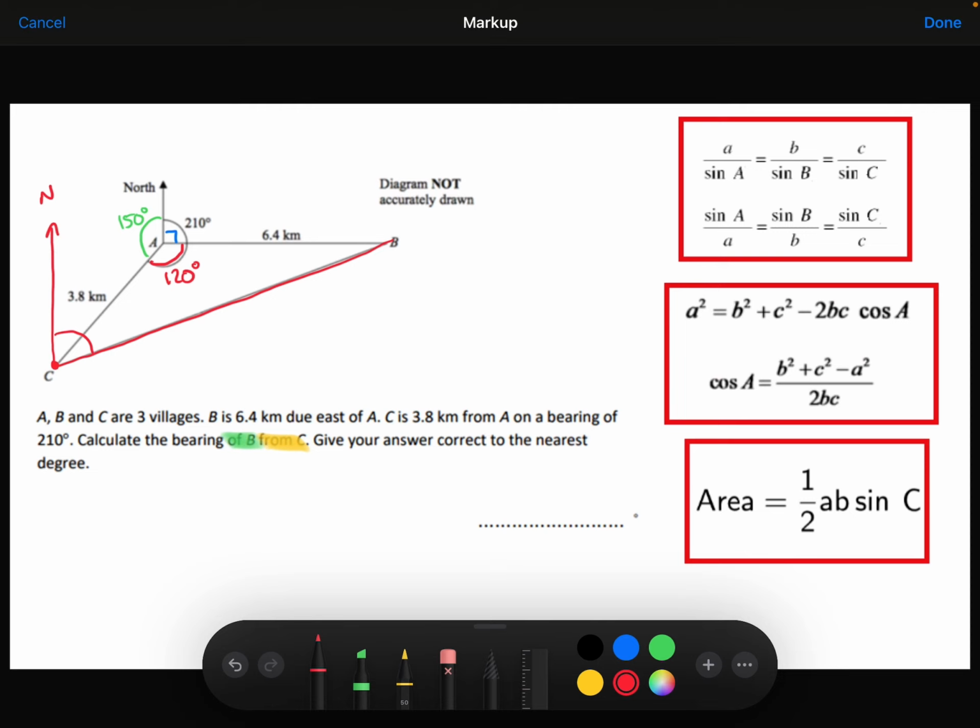So just to recap there, because it was from C, that's the reason I drew the north line here at C. And because it was the bearing of B, that's why I drew the line towards B. And then it's just the clockwise angle.